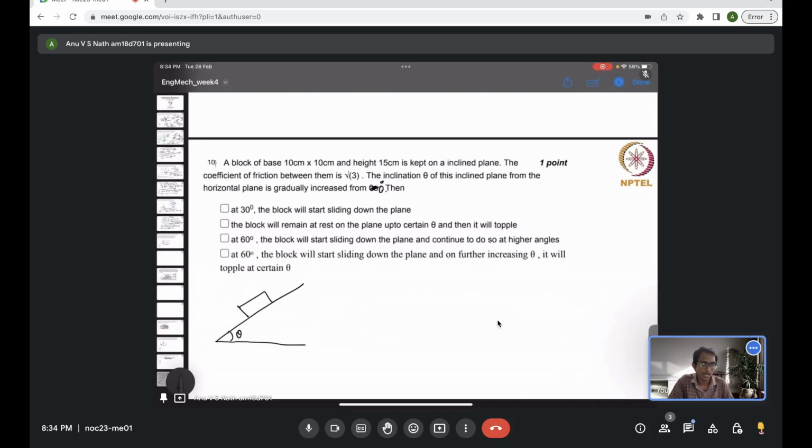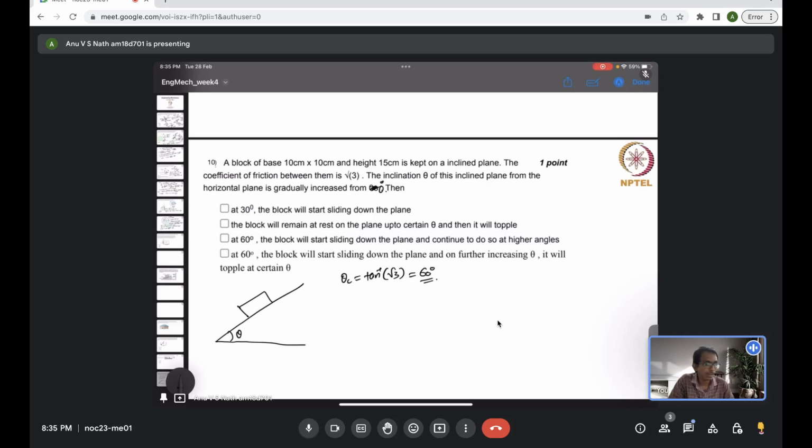So if tan theta is greater than the friction coefficient, then it's supposed to slide down. That's what we usually expect. So here, if you see, the critical value of theta is tan inverse of the friction coefficient, which is root 3, which is 60 degree.